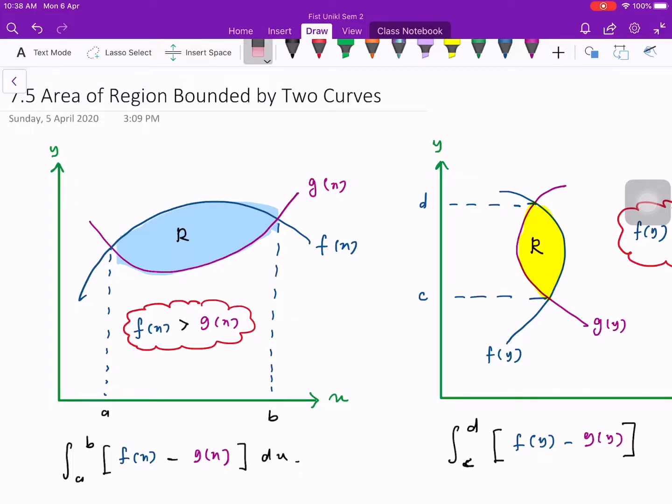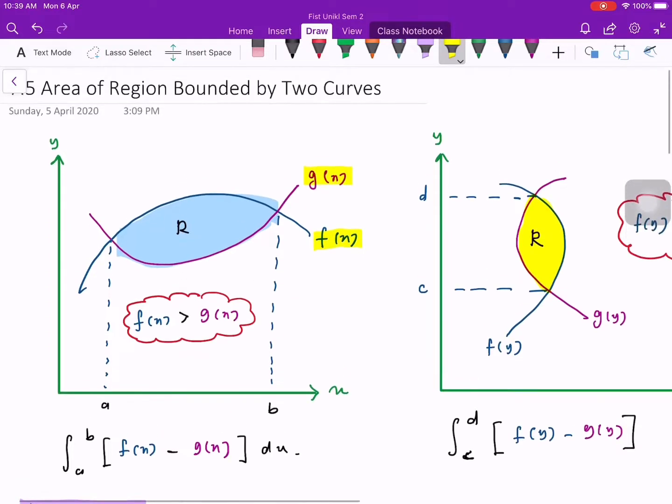So kita ada on the first diagram we have functions of fx and gx. Okay, kita ada function of fx which saya lukis di dalam color biru. Then we have a function of gx which saya draw dia dalam color ungu. Okay, then in order to find the shaded region bounded between these two curves, the formula is very easy. Di mana kita akan buat integrations.